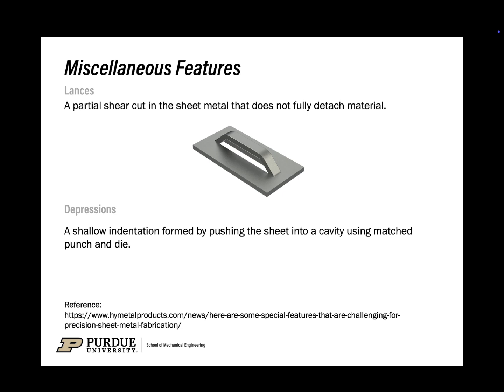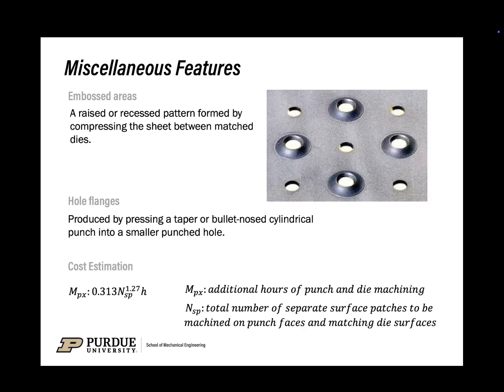In the next page, another miscellaneous feature is embossed area. It's a raised or recessed pattern formed by compressing the sheet between matched dies, which is shown in the figure on the right. Another one is the hole flanges. It's produced by pressing a taper or bullet-nosed cylindrical punch into a smaller punched hole.